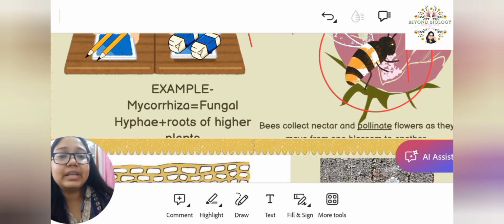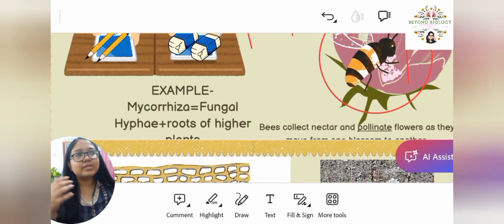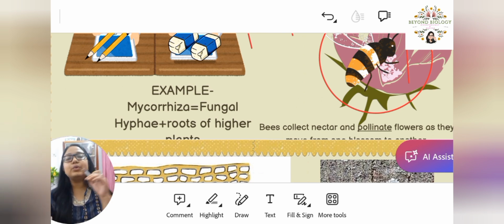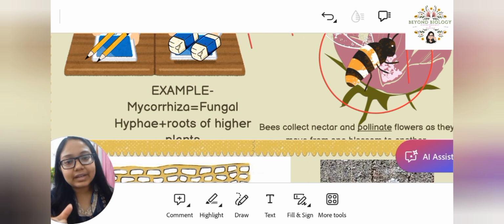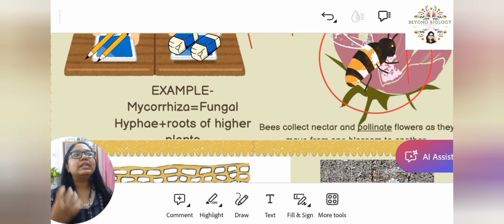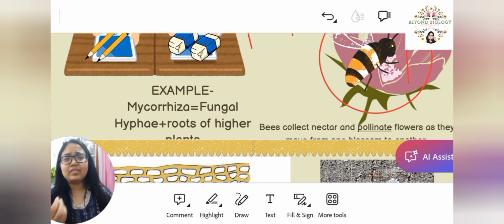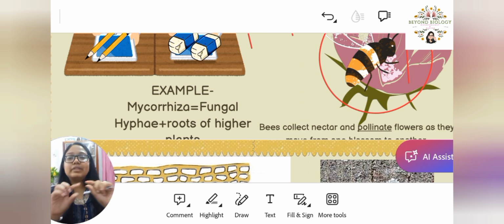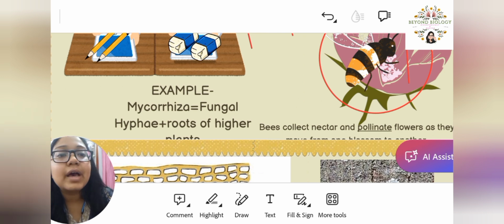Another example we can see is mycorrhiza. What is mycorrhiza? Mycorrhiza is a fungal hyphae that is present on the root nodules of higher plants. The fungal hyphae supplies water and nutrients, which are very essential for the plant, and the plant supplies food to the fungal hyphae. So this sort of association is called mycorrhiza.